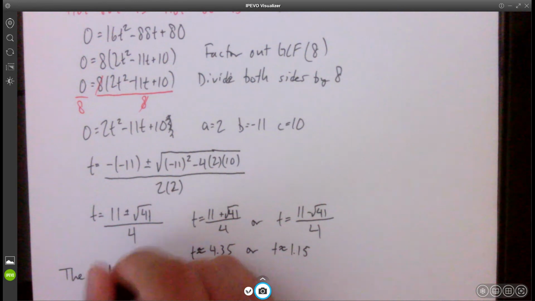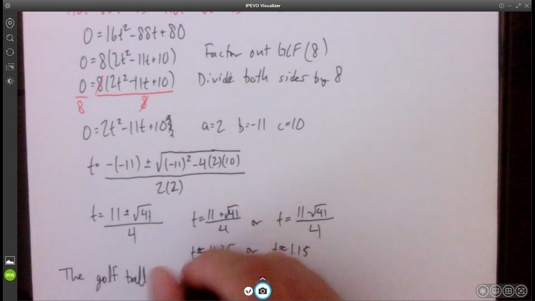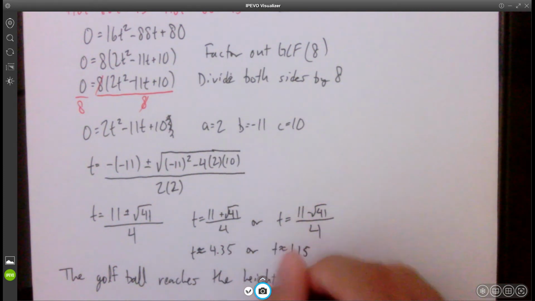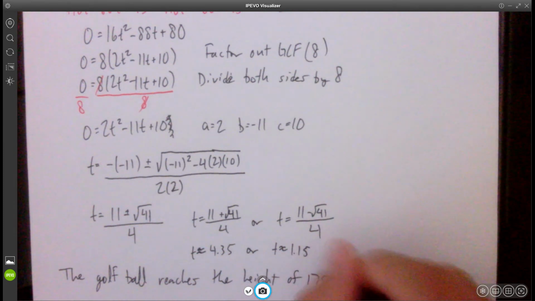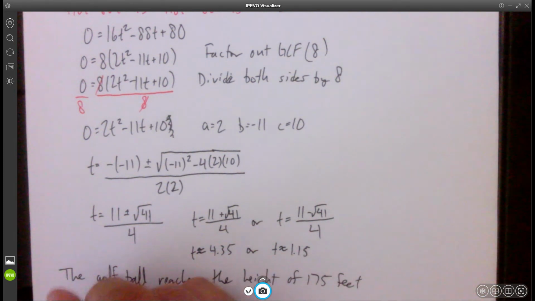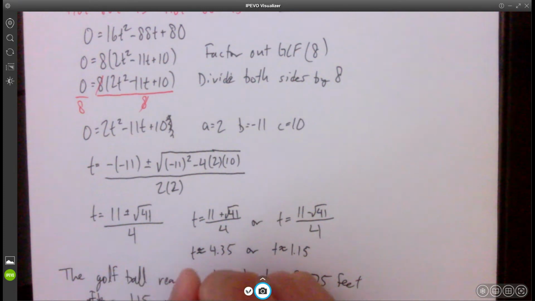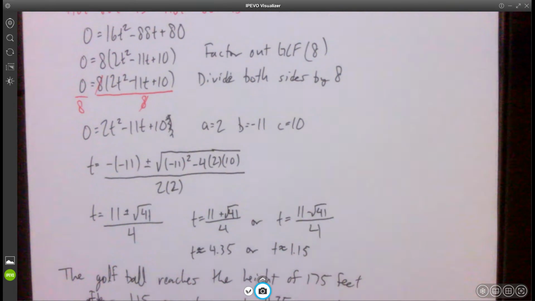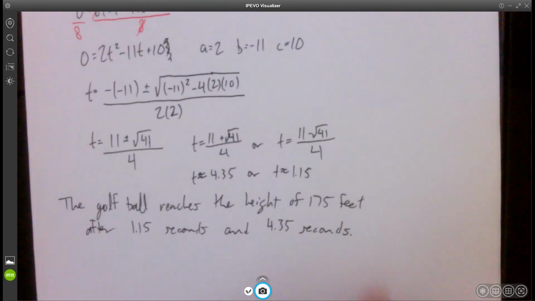So I'm going to use a sentence. The golf ball reaches the height of 175 feet after 1.15 seconds and 4.35 seconds. Let me move it up a little bit. So once you calculate it, you should be able to find the times.